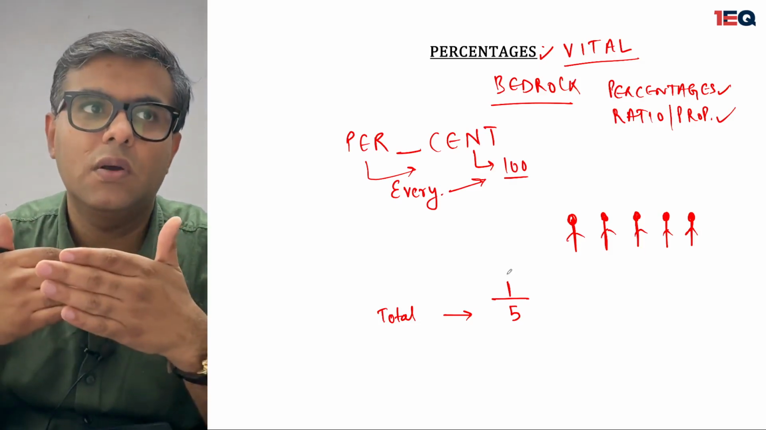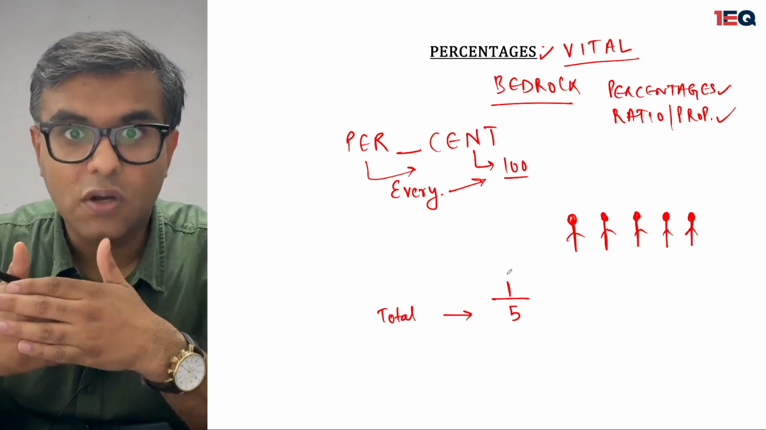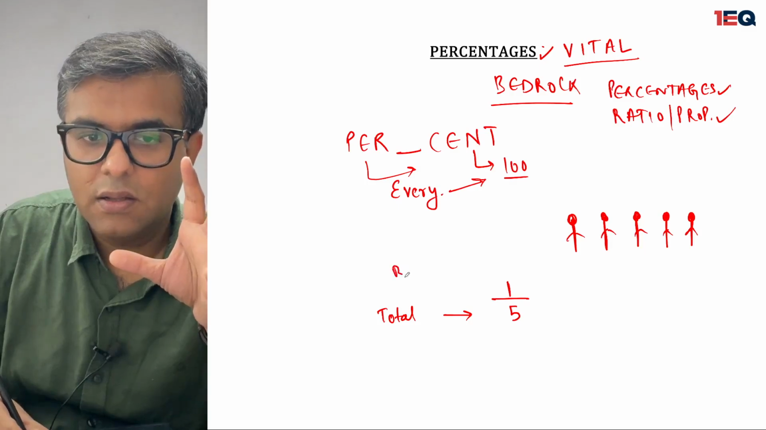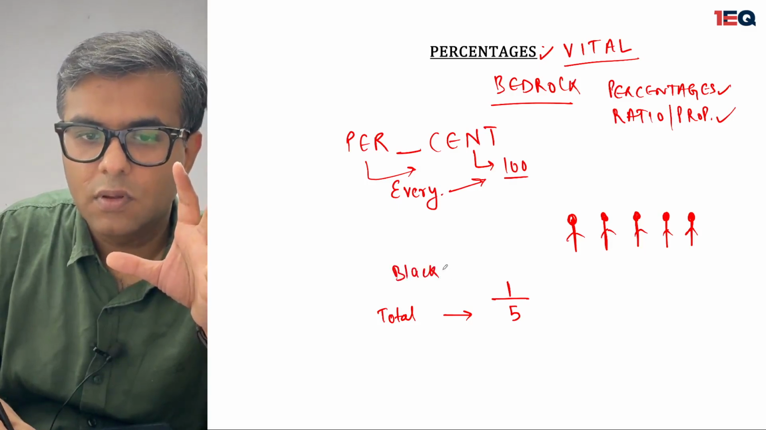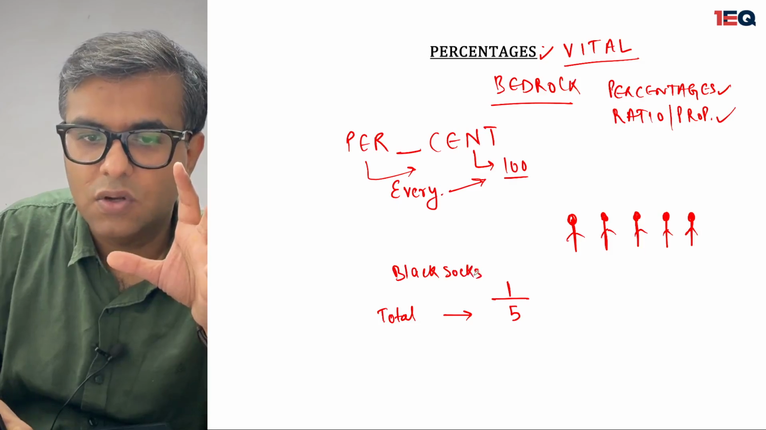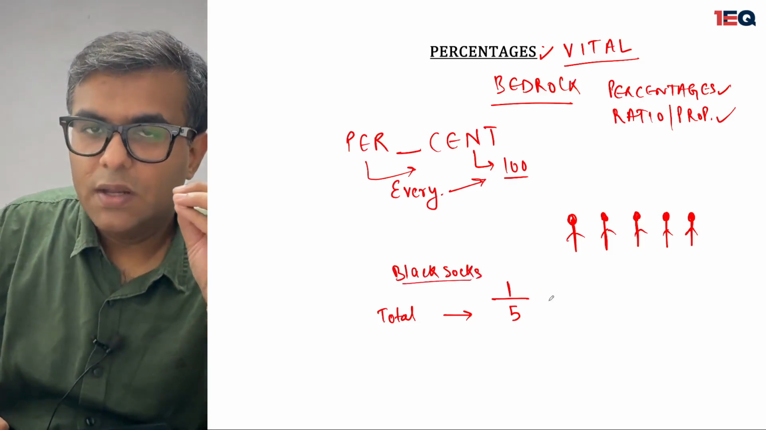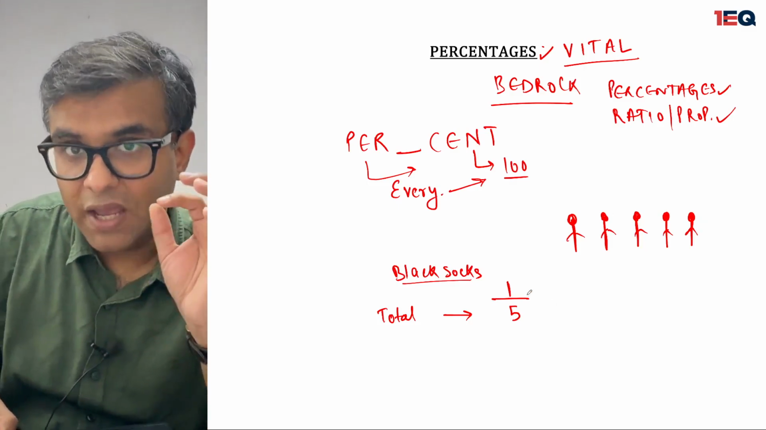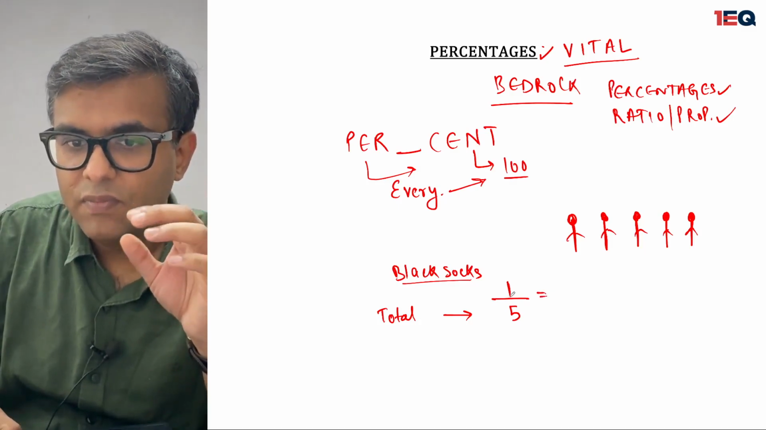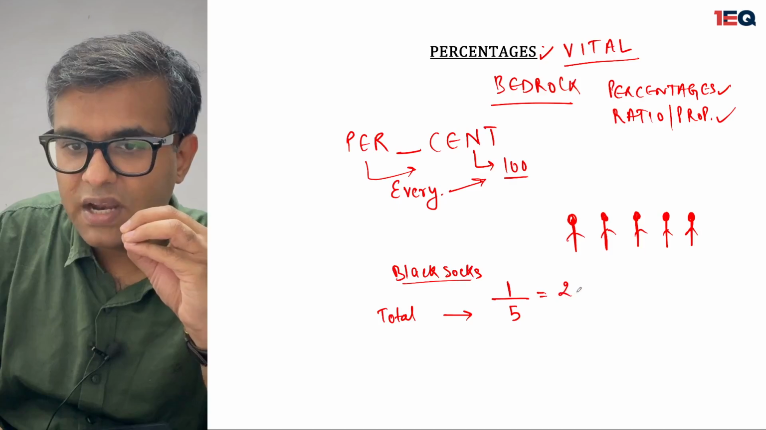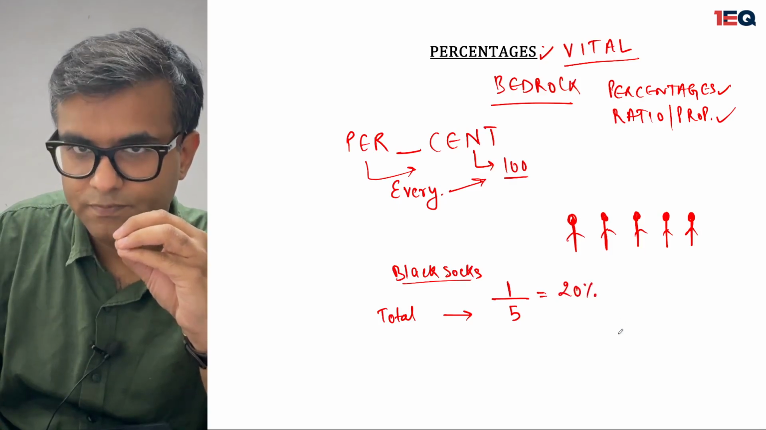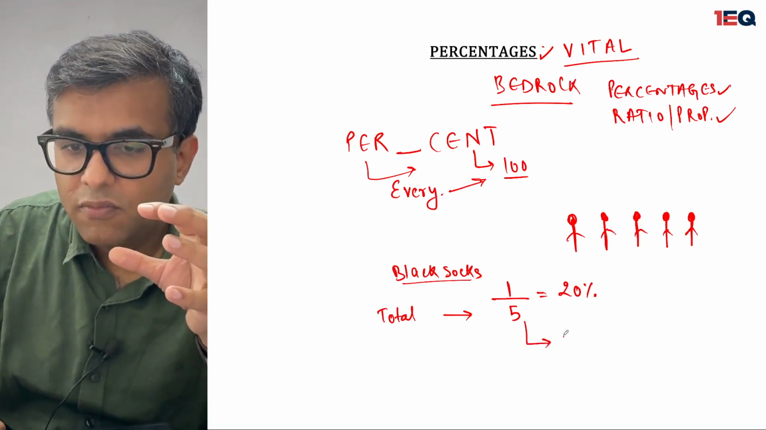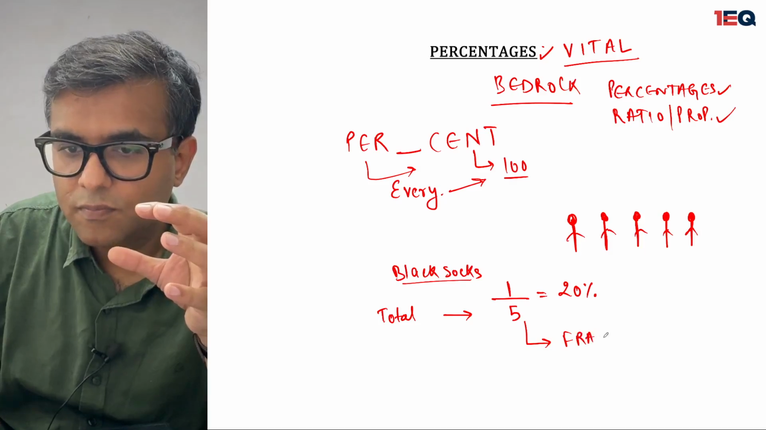When I talk about wearing black socks, okay, black socks is my case. So out of these 5 students, if one of them is wearing a pair of black socks, then 1 out of 5 would stand for 20%. How did I arrive at this 20%? From a fraction.